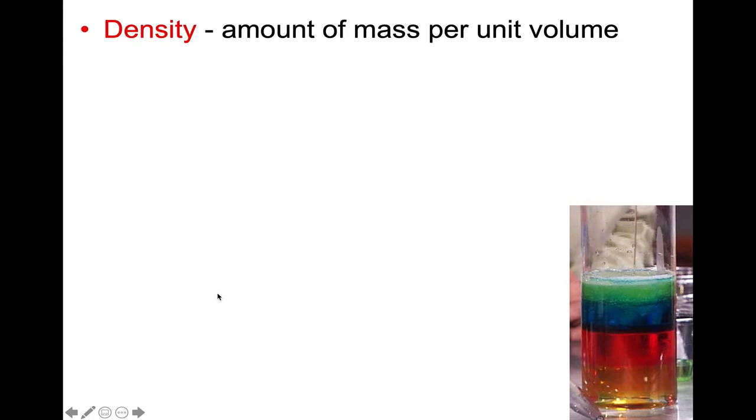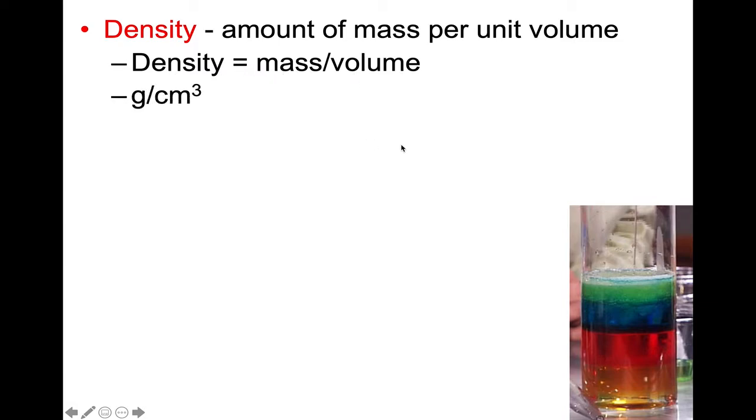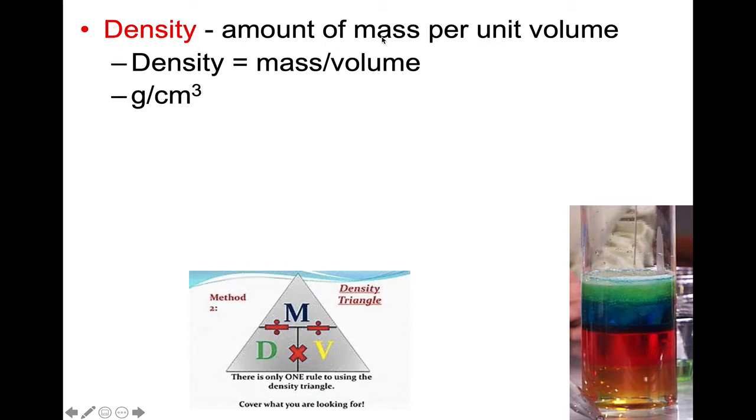Density. This is a derived unit. It's the amount of mass, 1 base unit grams, per unit volume. Volume is liters or milliliters. The formula you've seen before is density equals mass divided by volume, where D equals M over V. The unit that goes with density always, since it's mass per volume, is grams over cubic centimeters, or whatever you're measuring in here.